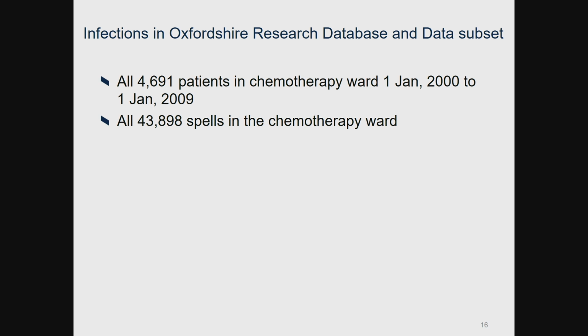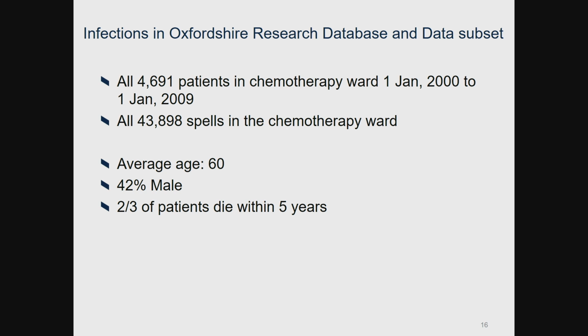The data set we use is just a subset. It's all 4,700 patients in an outpatient chemotherapy ward over a period of 9 years with about 44,000 spells, where a spell is a unique entry and exit of a patient into a hospital ward. So each time a patient came, received their treatment, and left for the day, that would be a single spell. And there's a little bit of demographic information. Importantly, 2/3 of the patients receiving chemotherapy die within 5 years. As a bit of comparison, within the States, that's closer to 50% 5-year survival rates.